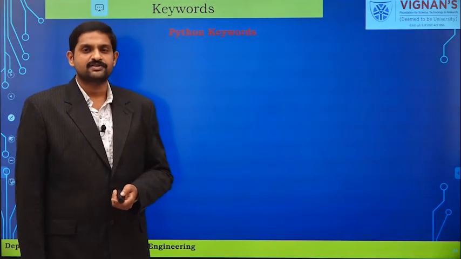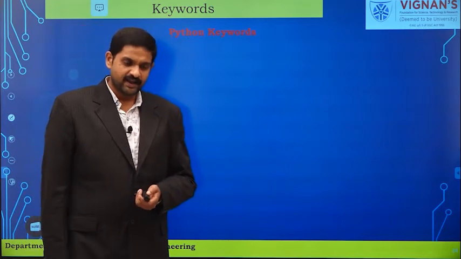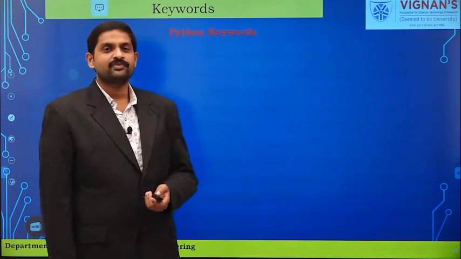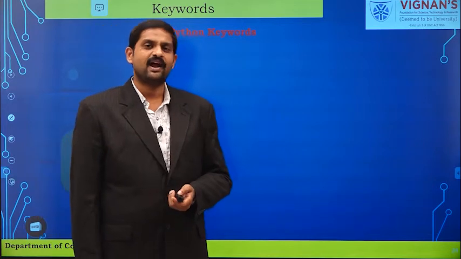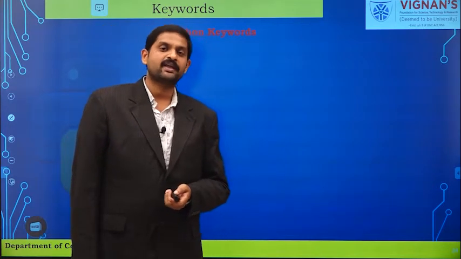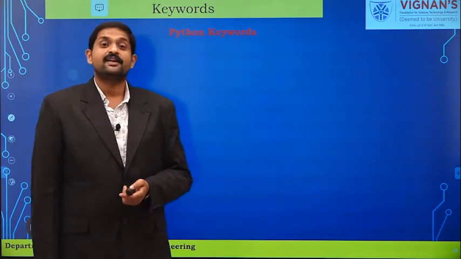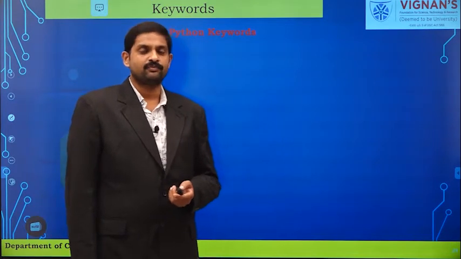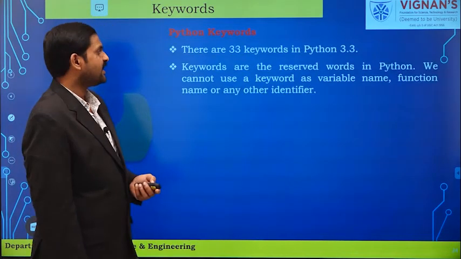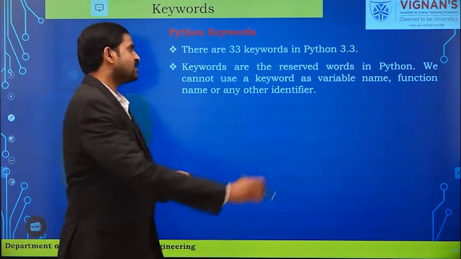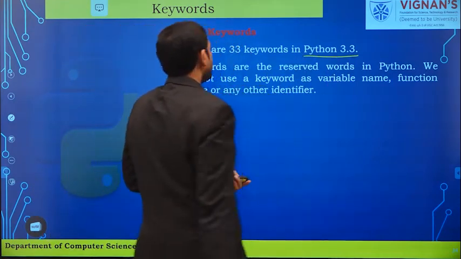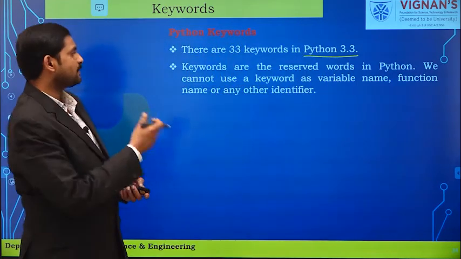Python keywords. Already I told you that keywords cannot be used as an identifier. What do you mean by keyword? Those are the reserved words in Python. There are 33 keywords in Python 3.3. Keywords are the reserved words in Python.